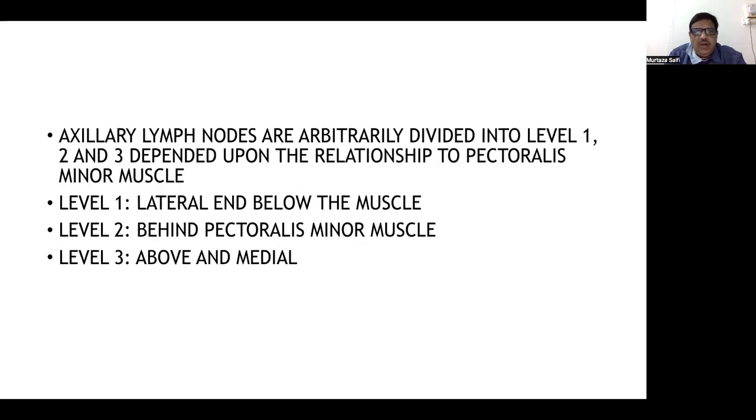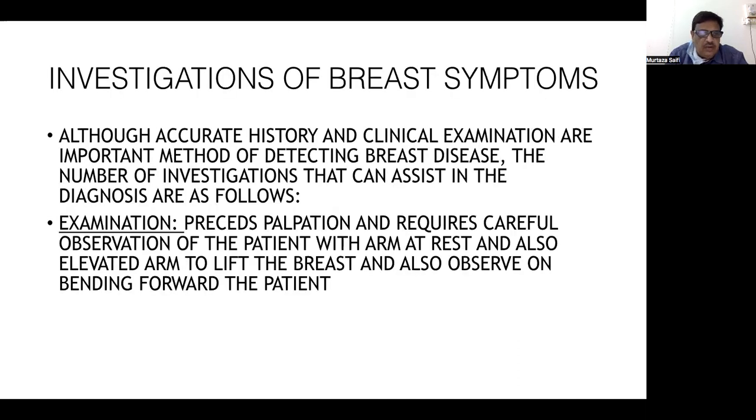Axillary lymph nodes are arbitrarily divided into level 1, 2, and 3, depending on the relation to the pectoralis minor muscle. Lateral and below the muscle is called level 1. Level 2 is behind pectoralis minor muscle, and level 3 is above and medial to the pectoralis minor muscle. So the level of axillary lymph node is also important. In MRM, we have to do axillary dissection up to the level of third.